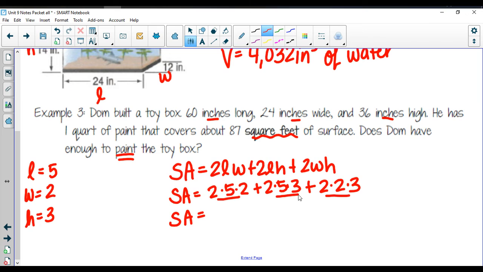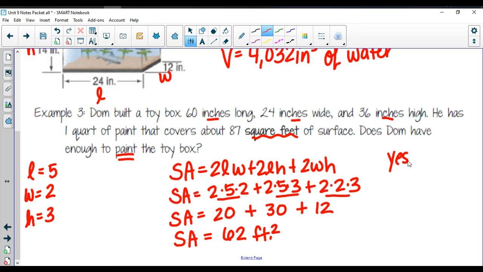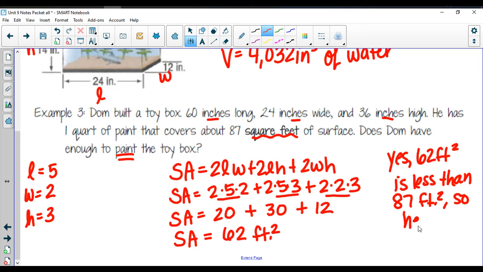Grouping these up into the 3 different parts here, 2 times 5 times 2 is going to give me 20. 2 times 5 times 3 is 30. And 2 times 2 times 3 is going to give me 12. When I add all those together, I get 62 square feet. So Dom has the 1 quart of paint. It covers 87 square feet. My space is only 62 square feet. So when I do that, I can say yes, 62 square feet is less than 87 square feet. So he has enough.